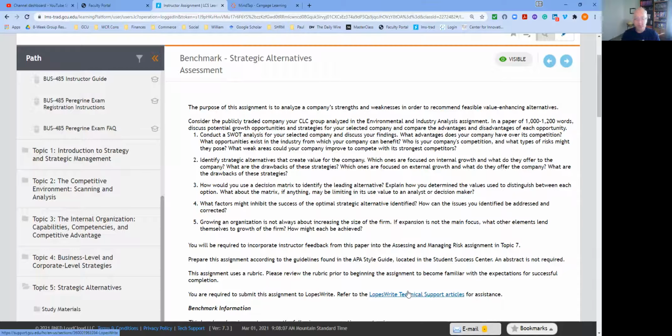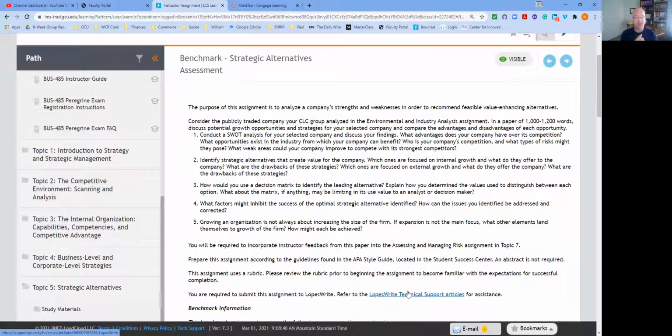And then this week, by this Sunday, you have an assessment that's due. It's a benchmark assessment on strategic alternatives. It is a written paper. The purpose of the assignment is to analyze a company's strengths and weaknesses in order to recommend feasible, value-enhancing alternatives. So you need to know something about strategic alternatives in order to make the recommendations piece of this. And we'll talk about that in class this week as well.